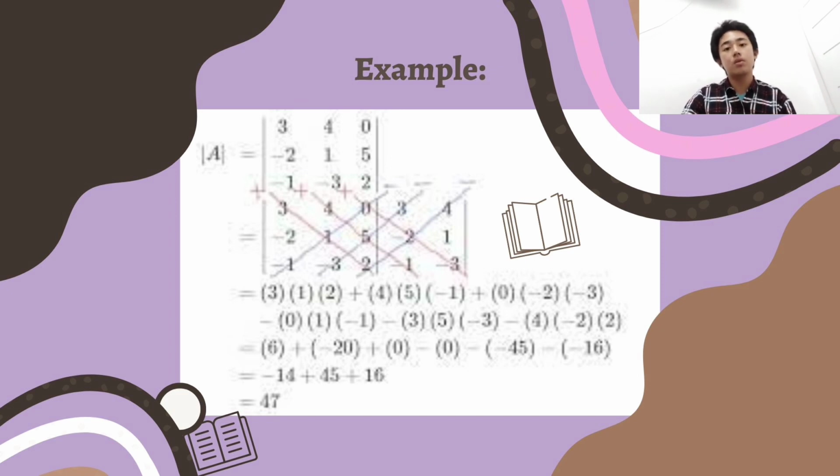So, to find this determinant, what we have to do is take the third column as the center. We take the other two columns, the first and the second column, we copy them and paste them beside the third column. So it became 3, 4, 0, 3, 4, negative 2, 1, 5, negative 2, 1, negative 1, negative 3, 2, negative 1, negative 3. And what we're going to do now is cross multiplication.